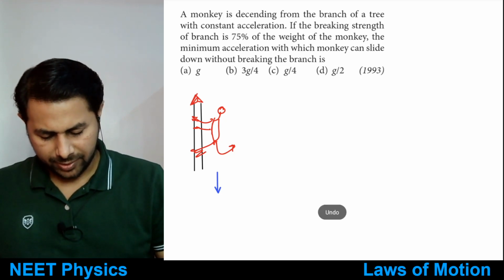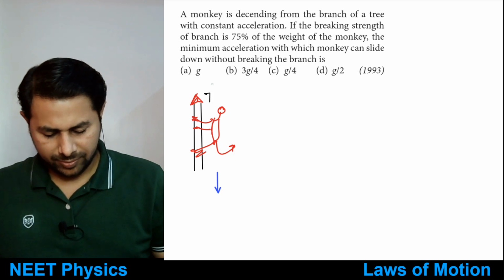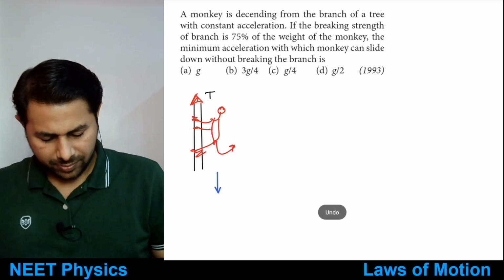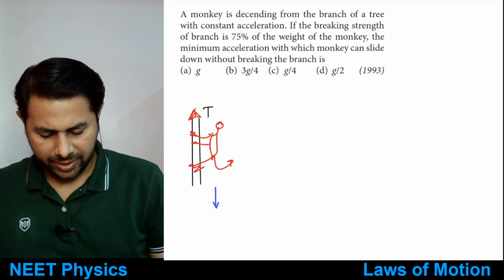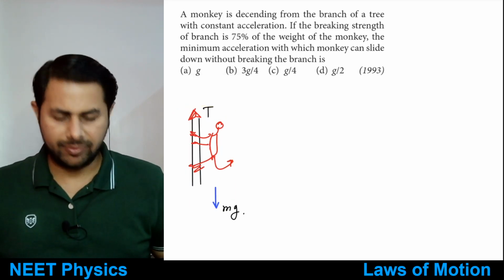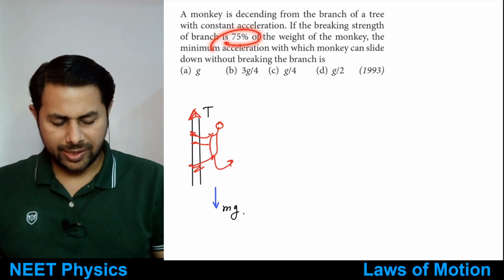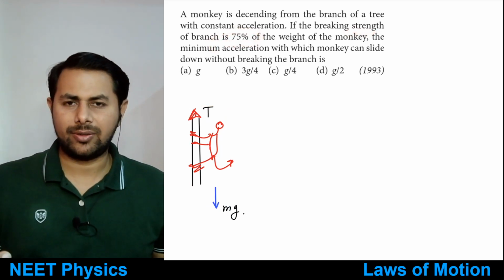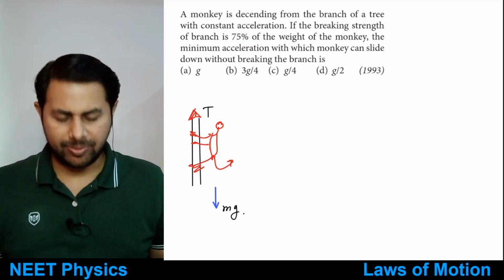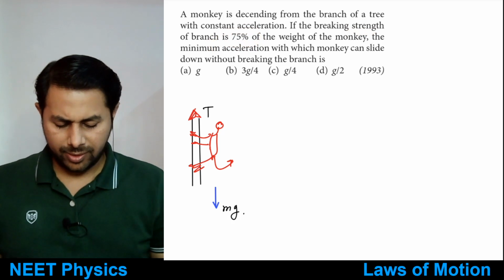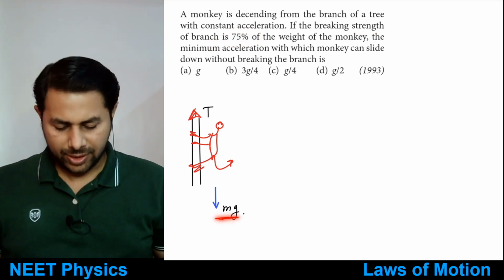So what's happening? Tension is upwards and his weight is acting downwards. Mg is the weight. And the breaking strength is 75% of the weight. This is given. Right, so then what must be his acceleration downwards?